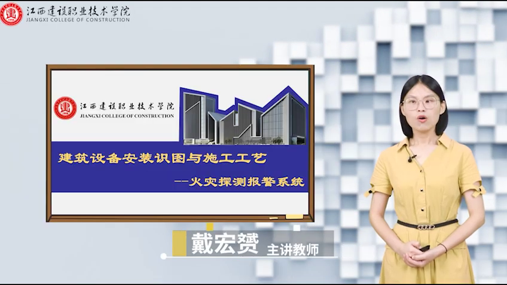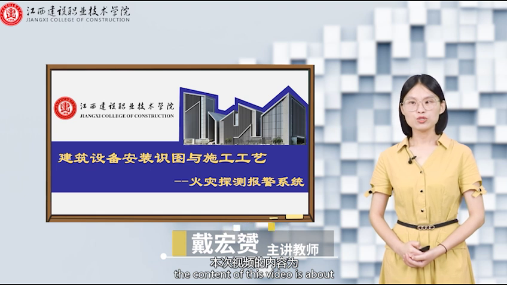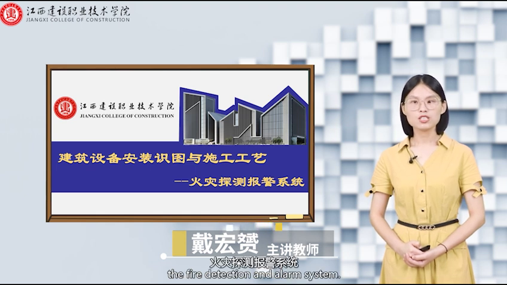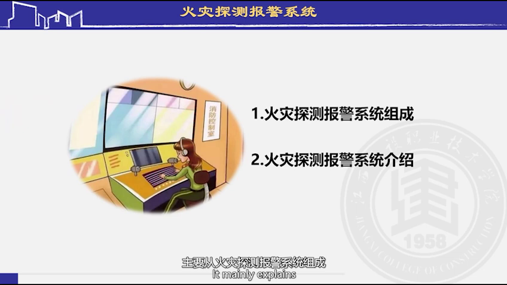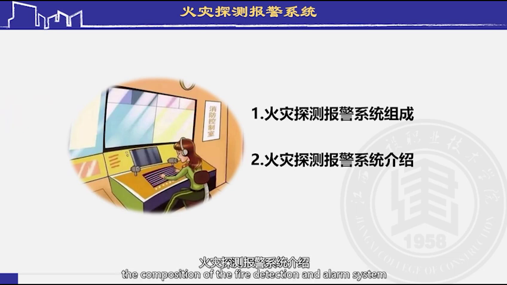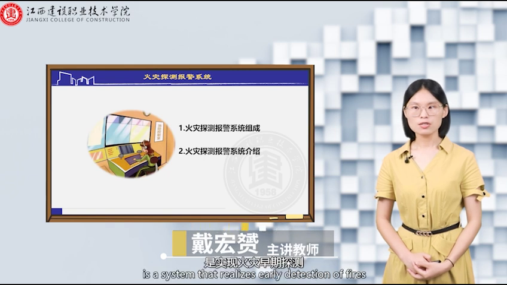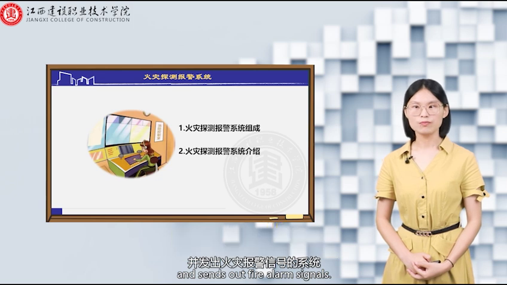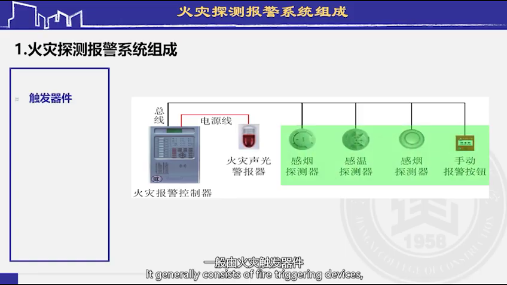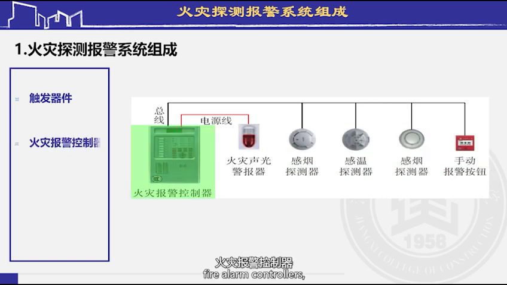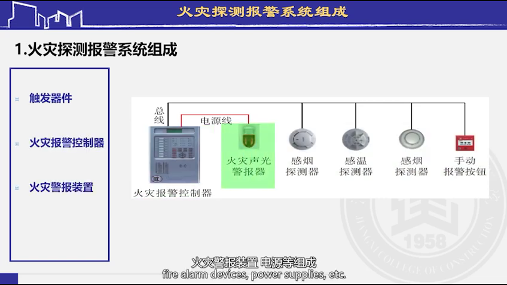Hello everyone. The content of this video is about the fire detection and alarm system. It mainly explains the composition of the fire detection and alarm system and the introduction of the fire detection and alarm system. The fire detection and alarm system is a system that realizes early detection of fires and sends out fire alarm signals. It generally consists of fire triggering devices, fire alarm controllers, fire alarm devices, power supplies, etc.